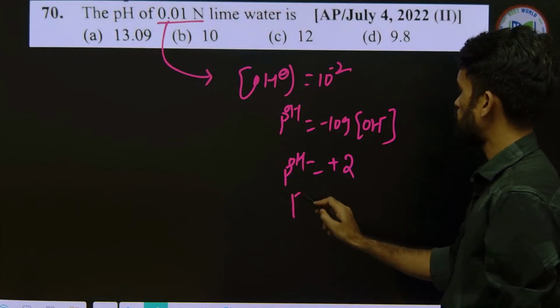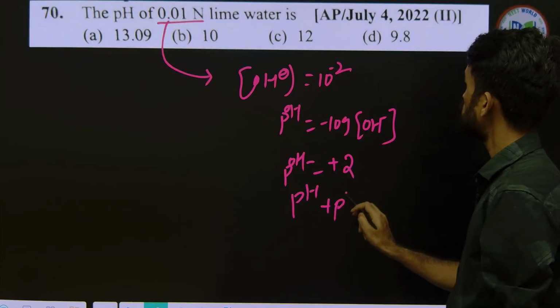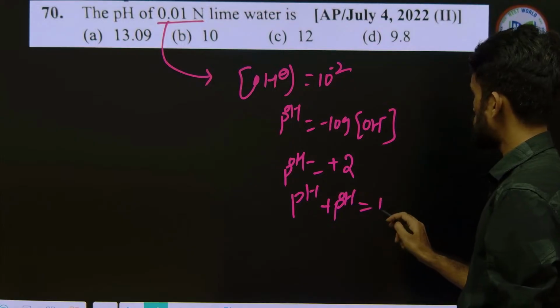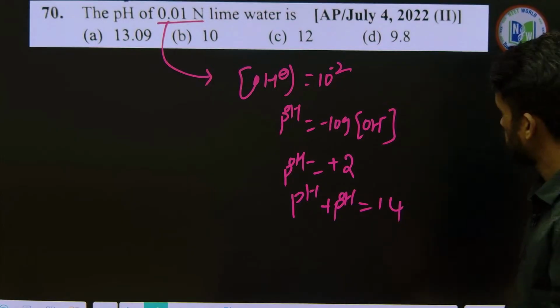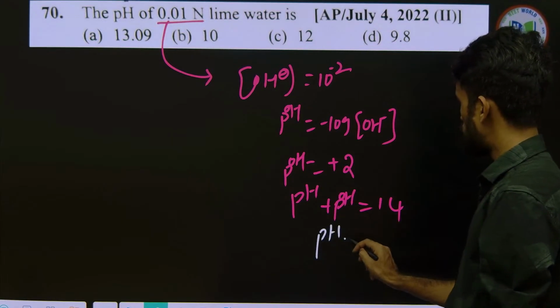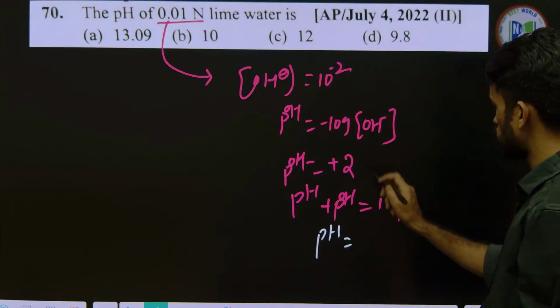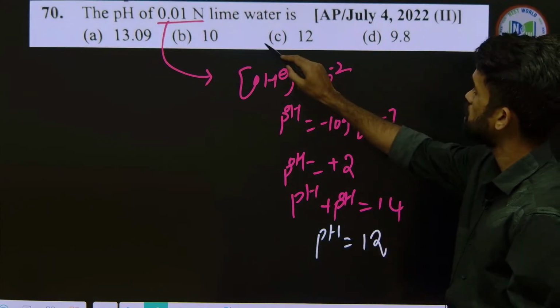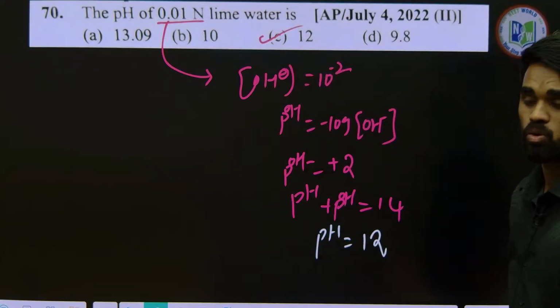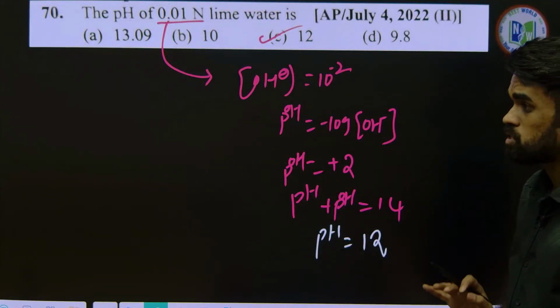Then pH plus pOH will be equal to 14 at 25 degrees Celsius. So pH will be 14 minus pOH, that is 2, that is 12. So option C will be the perfect answer for the question. Okay, hope this is also clear. Right.